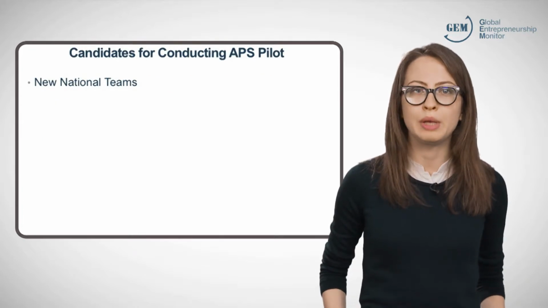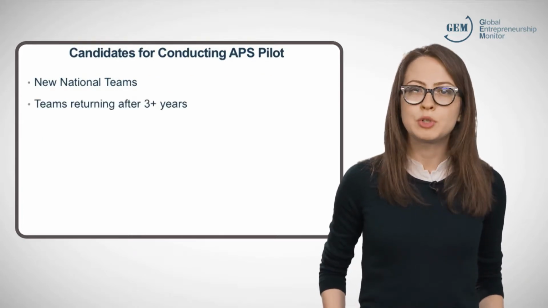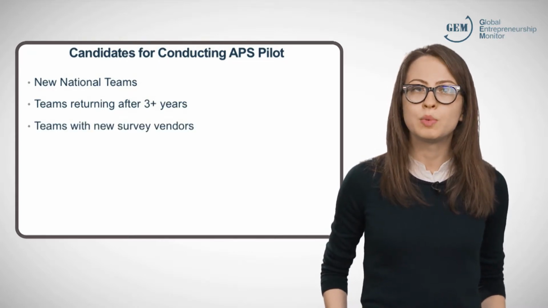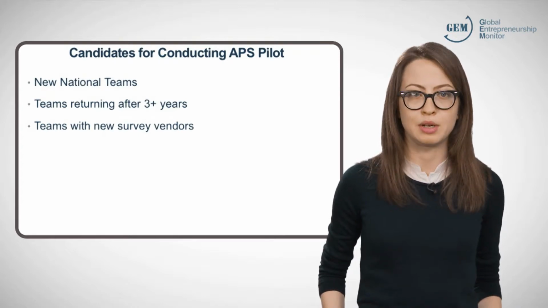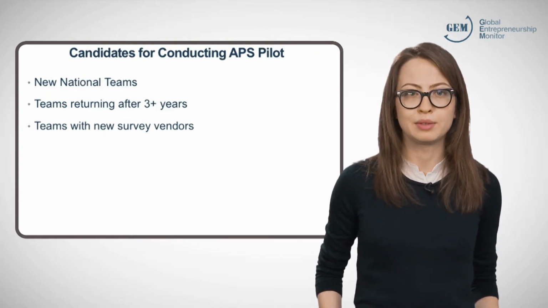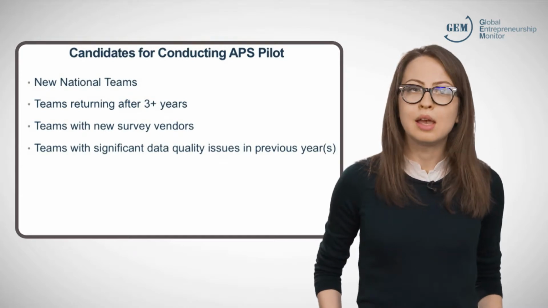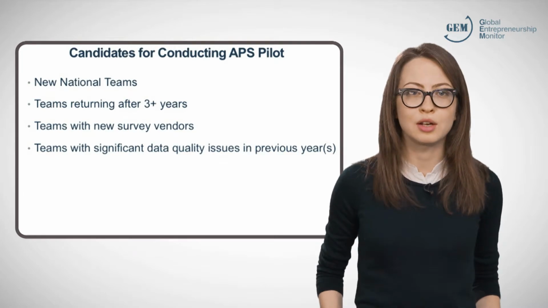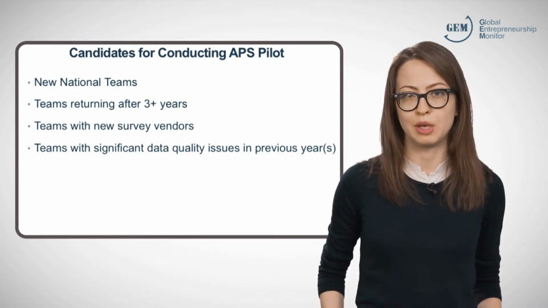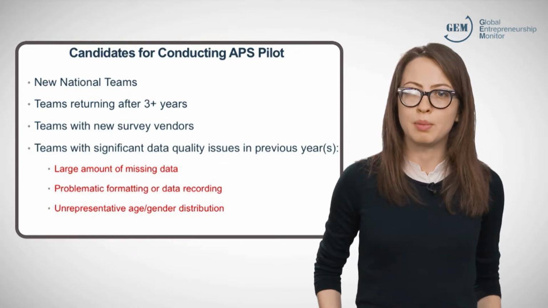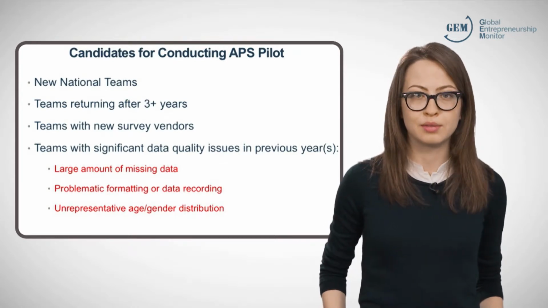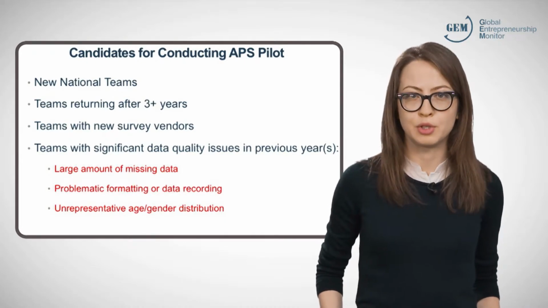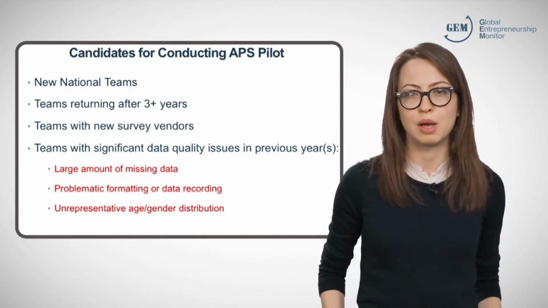Absolutely all new teams will be asked to run a pilot. Teams returning after 3 years or more of not participating in GEM, and teams with new survey vendors or new sampling methodology will also be asked to run a pilot. Additionally, a team may be required to conduct a pilot if they had significant and problematic data quality issues in the previous year of participation. Such problems may include extensive missing data, errors in formatting or data recording, or an age-gender sample distribution that was unrepresentative of the national population.